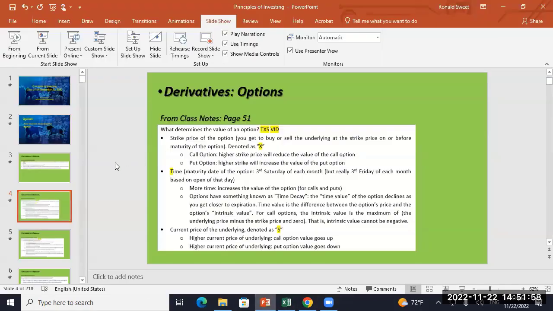That's not true for all of these. So don't get in the habit of thinking calls and puts go in opposite directions. Sometimes they go in the same direction. So, all right, that's the strike.